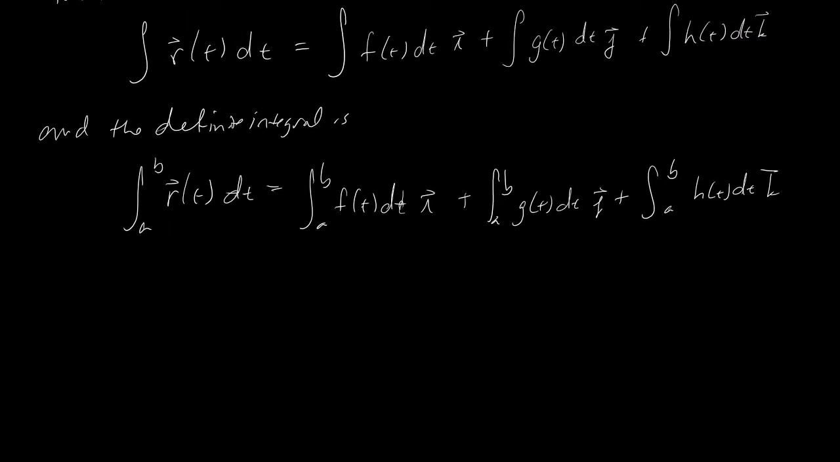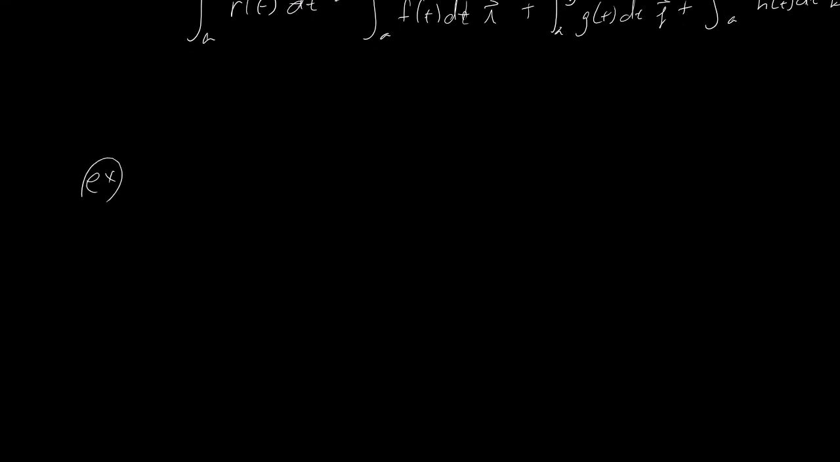All right. So let's find the antiderivative of t in the i direction plus 3 in the j direction, dt. Okay. So we're going to integrate this on a component by component basis. So this is going to be the integral of t dt in the i direction plus the integral of 3 dt in the j direction.